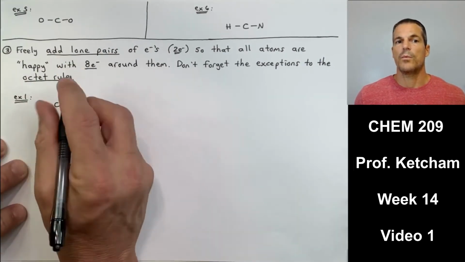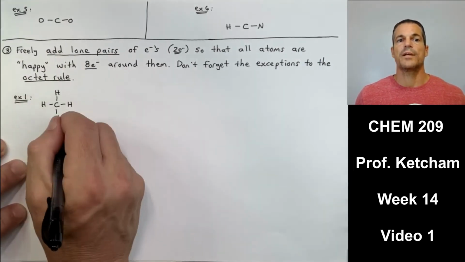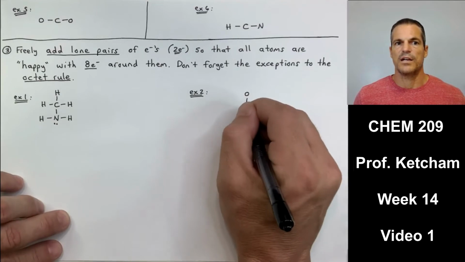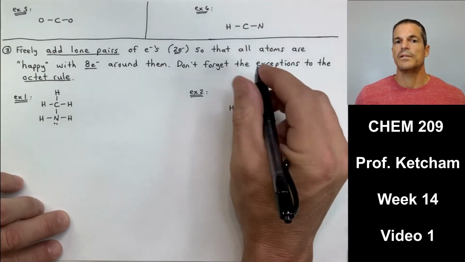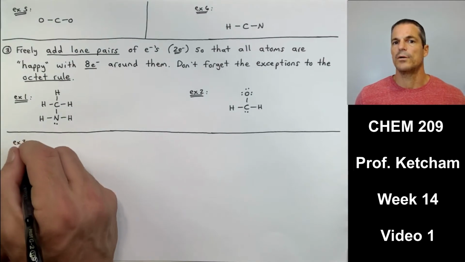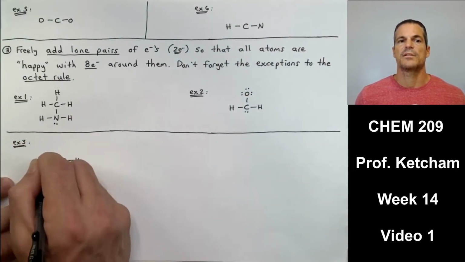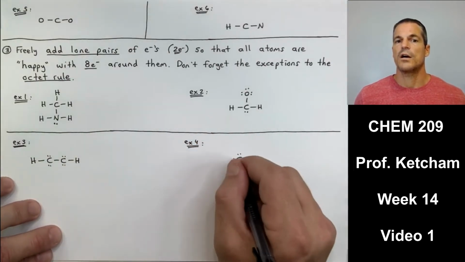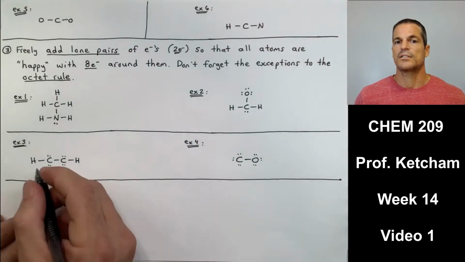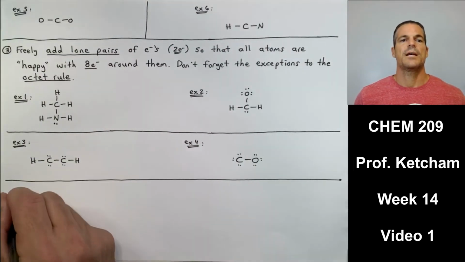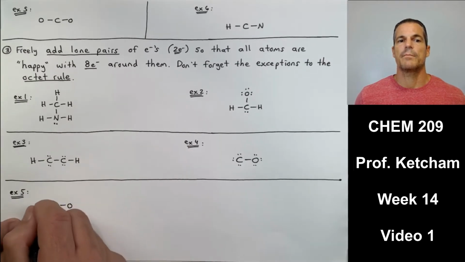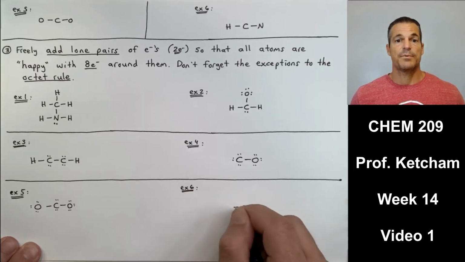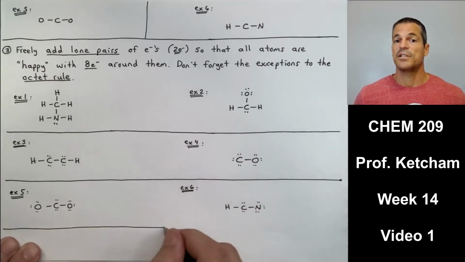So example 1, what we had so far was CH3 up there with an NH2. Only nitrogen needed the lone pair to have a total of 8. Everyone else was fine. Example 2, carbon needs 1 lone pair. Oxygen needs 3 lone pairs so that everyone's happy with 8 electrons. In example 3, each carbon needs 2 lone pairs. In example 4, carbon needs 3 lone pairs and oxygen needs 3 lone pairs. In example 5, carbon needs 2 lone pairs and each of the oxygens on the outside needs 3 lone pairs. In example 6, carbon needs 2 lone pairs, nitrogen needs 3 lone pairs.